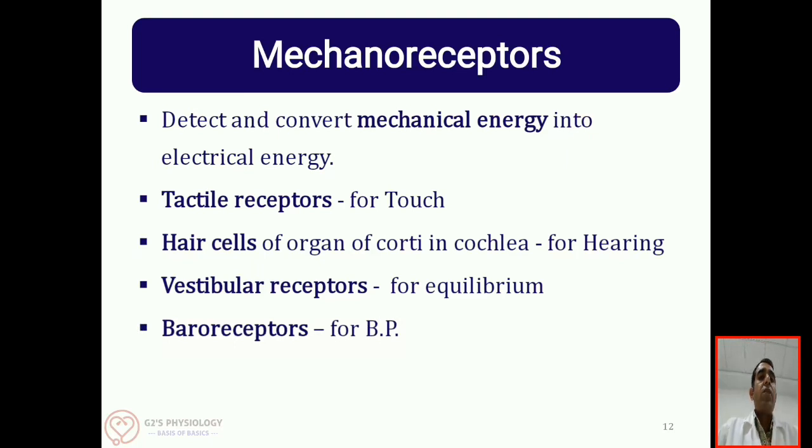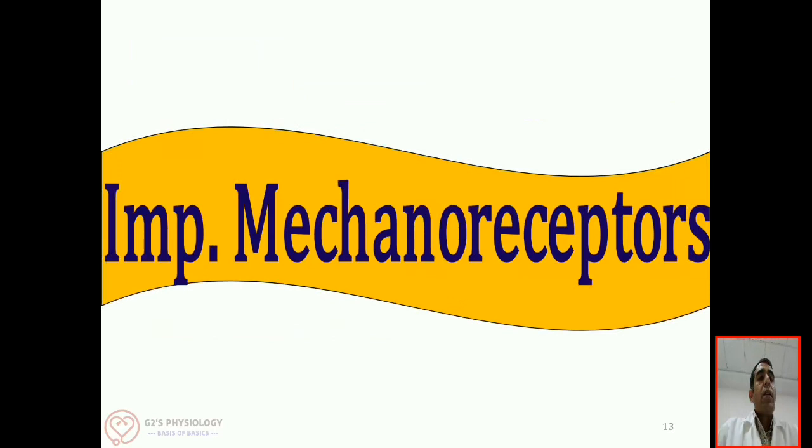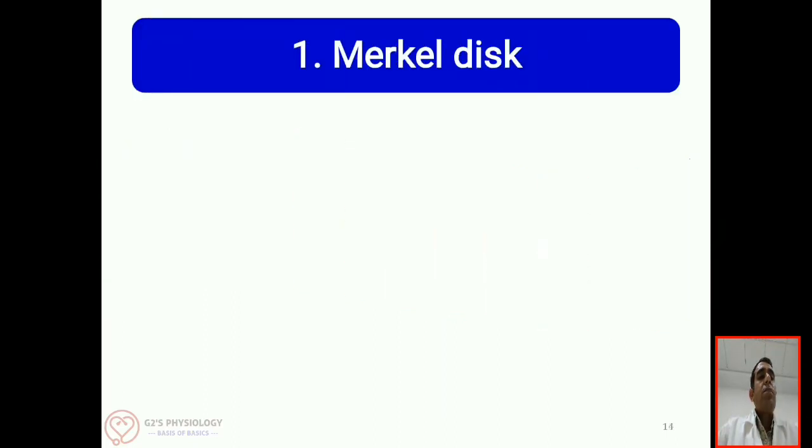Baroreceptor: blood pressure में जो change होता है, it will produce stretch in the blood vessel, and that is recognized by the baroreceptor, present on the carotid sinus and aortic sinus. So these are the examples of mechanoreceptors: tactile, hair cell, vestibular receptors and baroreceptors. There are many, but these are a few examples. In the next few slides we will discuss the 6 or 7 most important mechanoreceptors along with their properties.